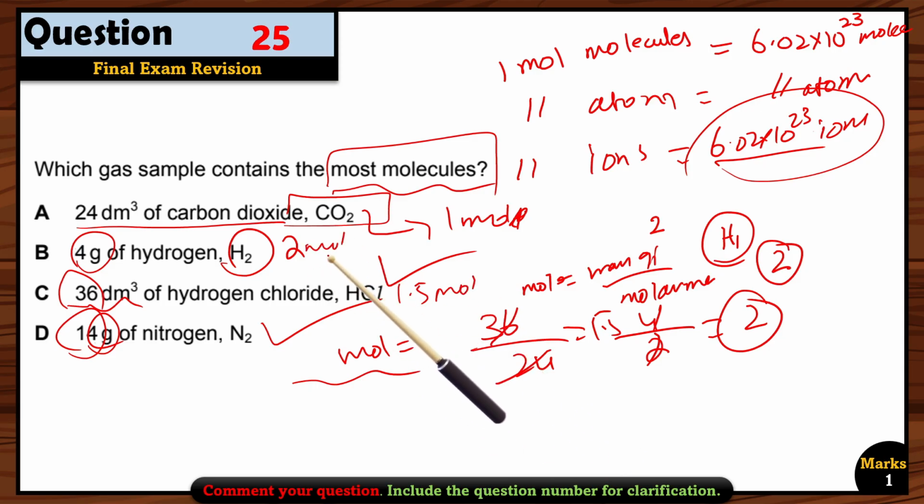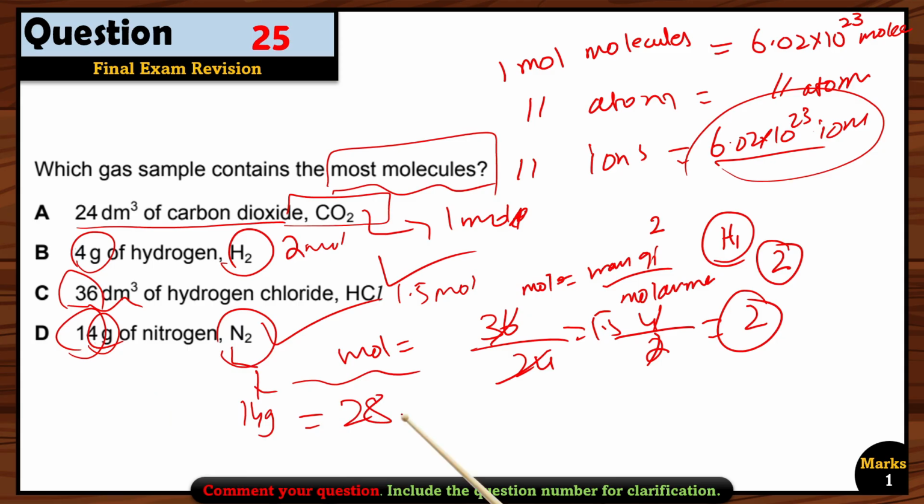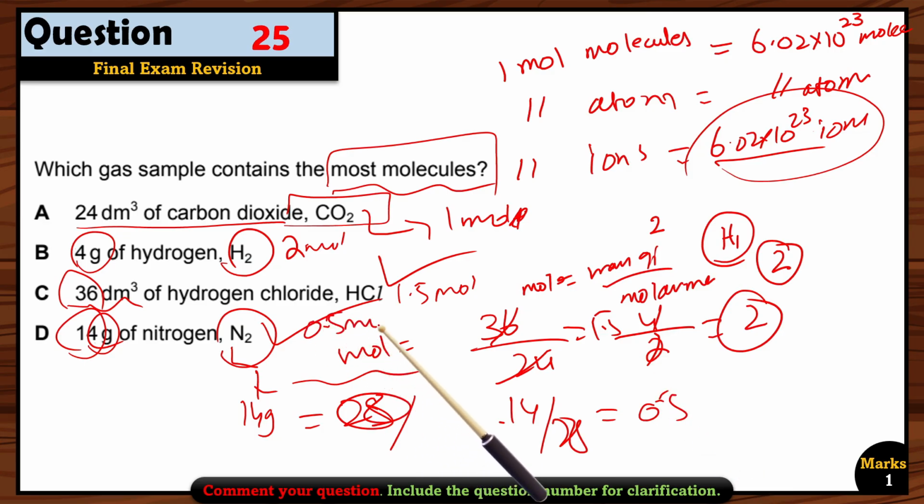And let's see the nitrogen. Nitrogen has a mass of 14 gram, but N2 means it should have a molar mass of 28 gram. So 14 divided by 28, the given mass divided by the molar mass, you will just get 0.5. So this one is 0.5 moles. Which one is the biggest number? 2 moles. So the hydrogen option is the right option because it has 2 moles.